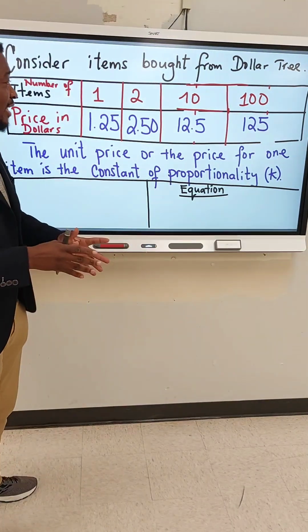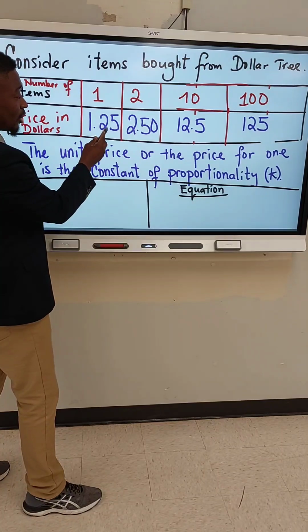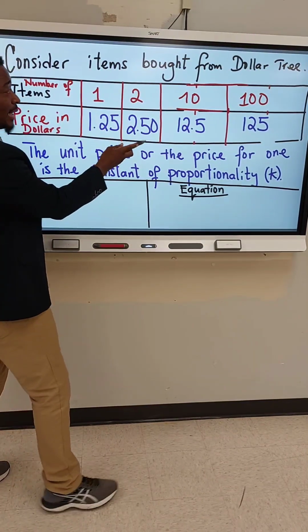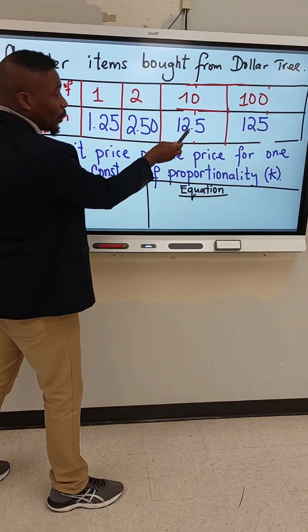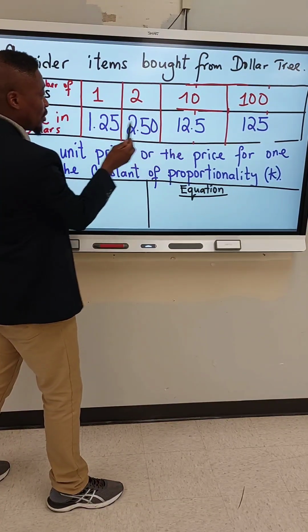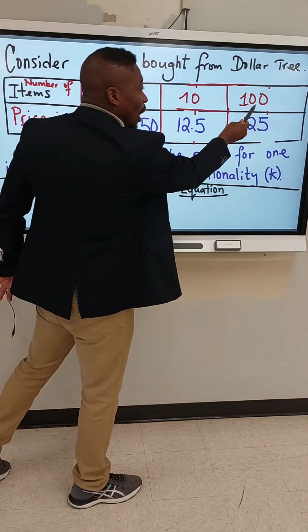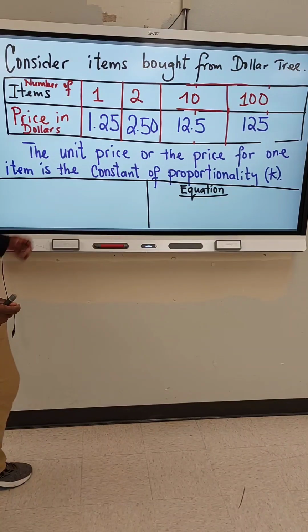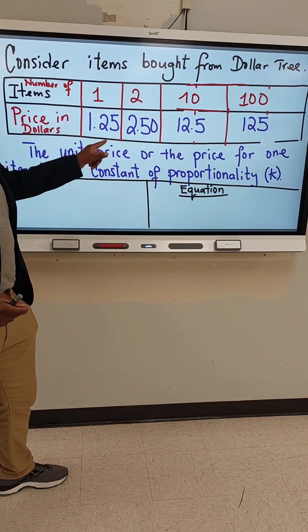So let's find out if that is the multiplier that is working throughout. If we multiply $1.25 by 2, we get $2.50. Okay? So if we multiply $1.25 by 10, we get $12.50. If we multiply $1.25 by 100, we get $125. So $1.25 is the constant of proportionality.